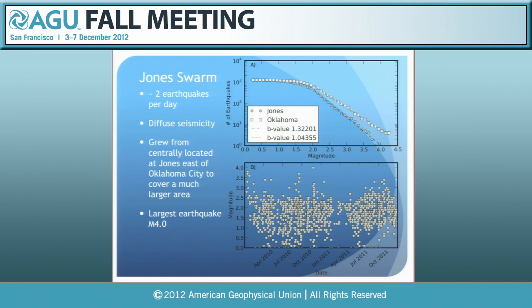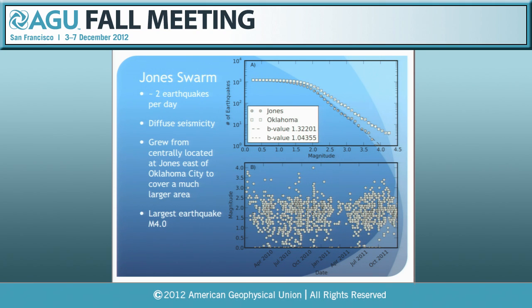Next slide. So we also have done the focal mechanisms for the Jones swarm, but I just wanted to talk a little bit about the Jones swarm. It's averaging about 2 earthquakes per day. It started in 2009 and continues today. It's a zone of diffuse seismicity. It's been broadening through time. The time progression is quite interesting. It was centrally located in Jones, which is just east of Oklahoma City. And the largest earthquake to occur in the sequence is a magnitude 4.